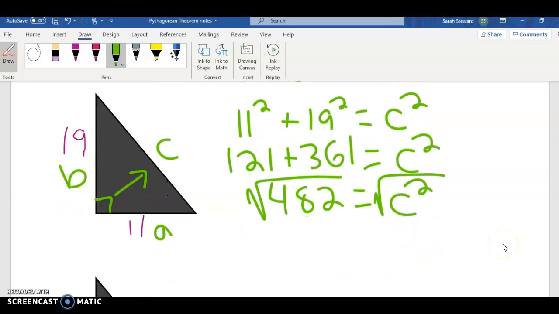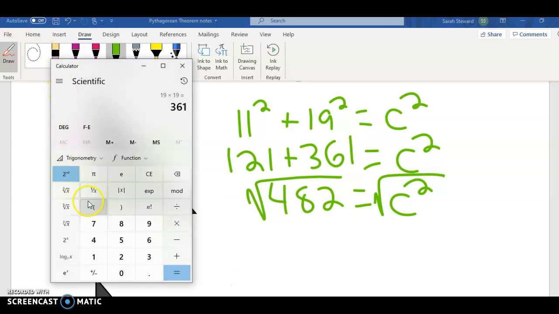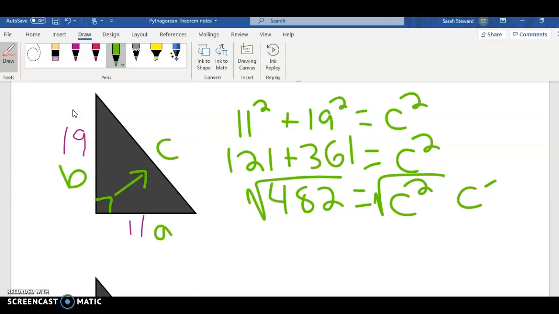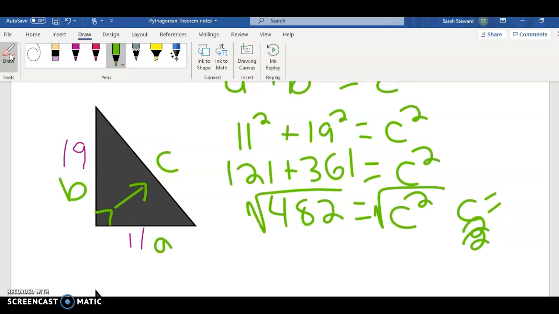Okay, so I'll scroll down a little bit here, and we're going to end up with c equals some sort of value. So let's clear this out, and I'm going to say the square root of 482. That's going to give me 21.95. So c equals 21.95.